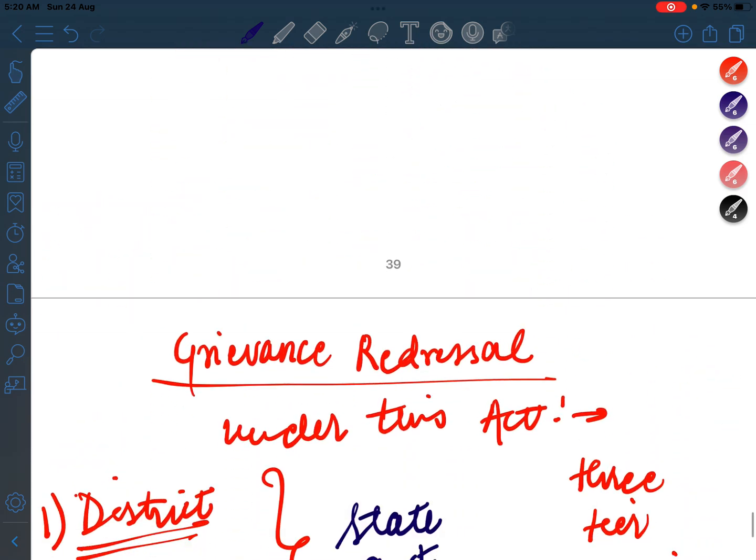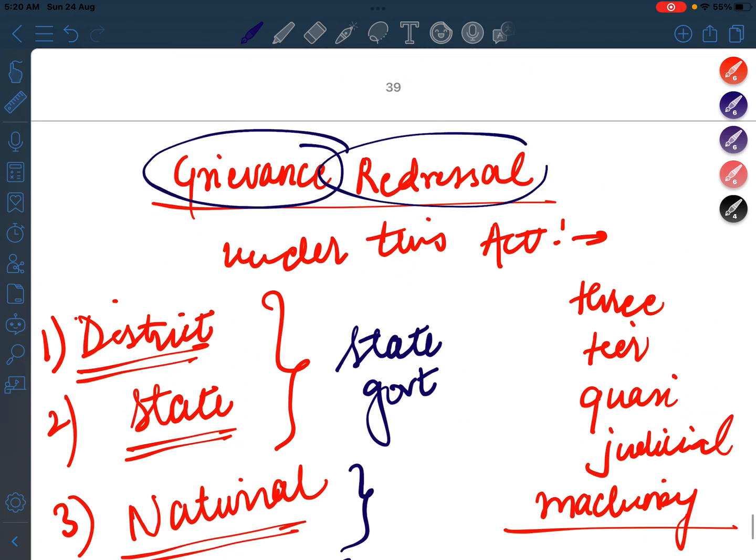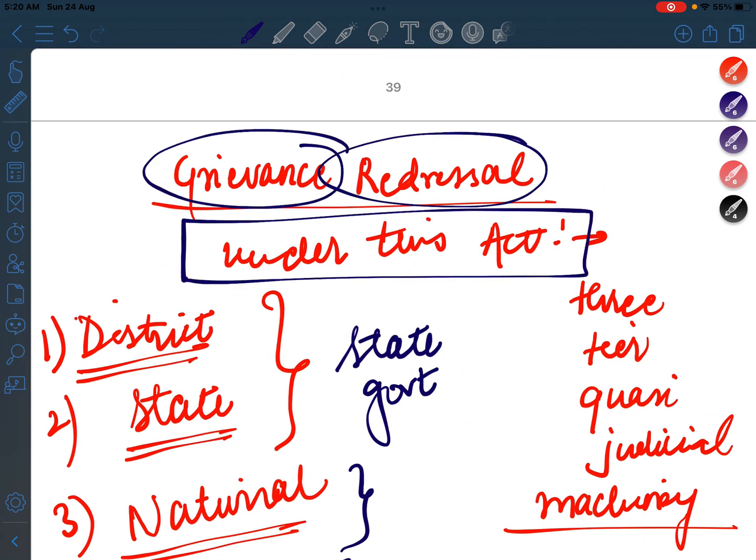I hope I was able to explain the grievance redressal which has been provided under this act.